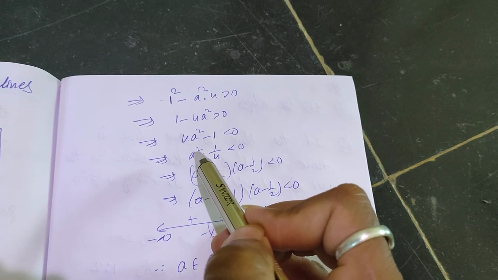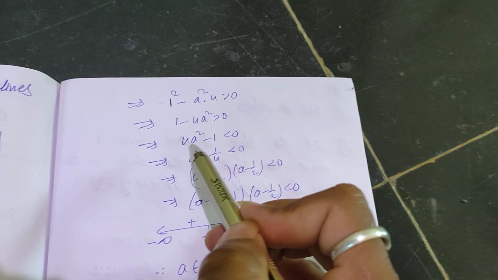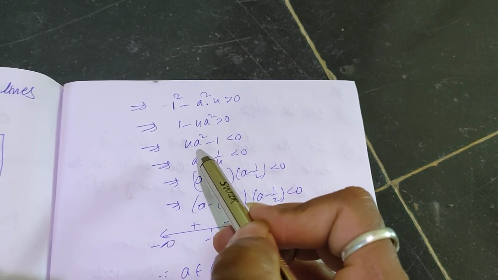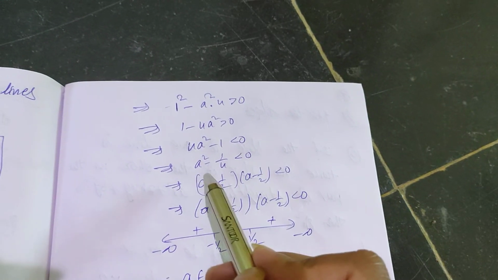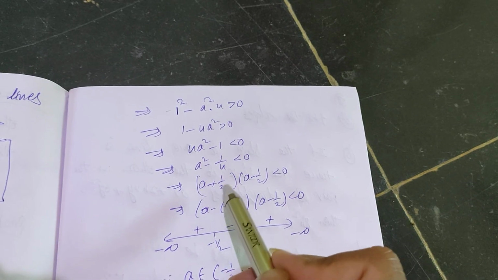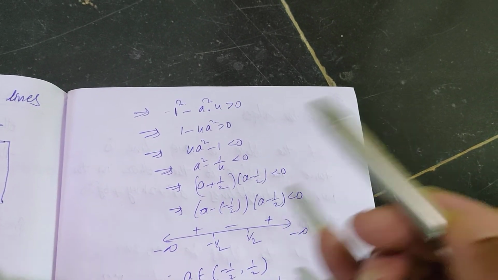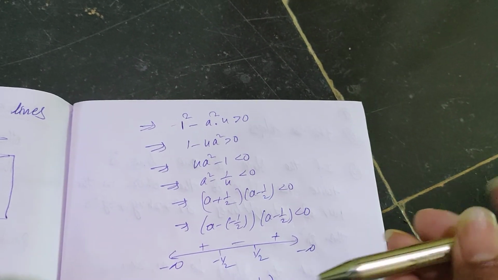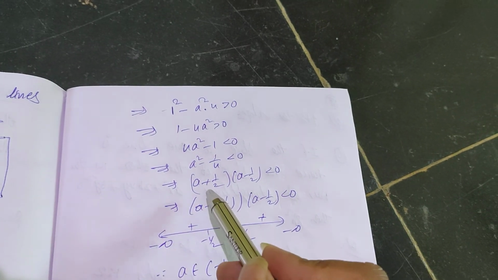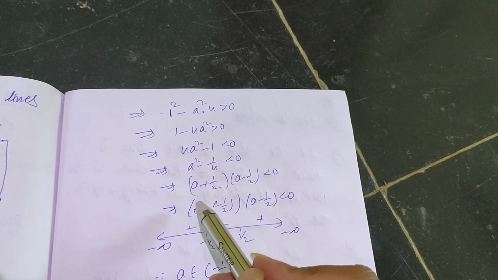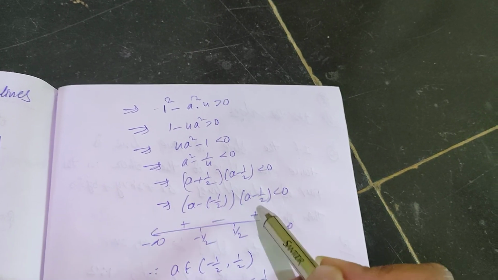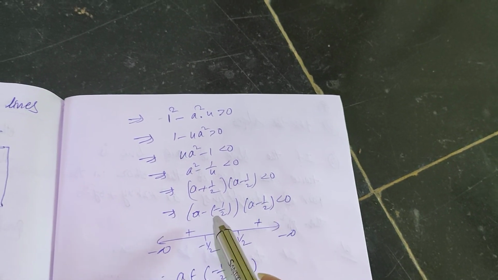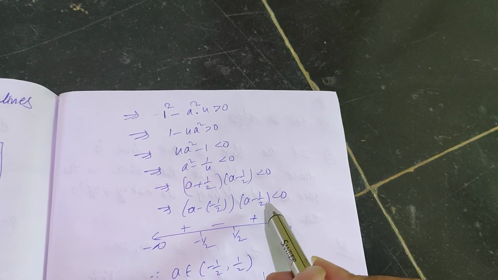If you take 4 common here, a square minus 1 by 4, and 4 transposes to the other side, 0 by 4 is 0 only. So this one you can write as a plus 1 by 2 into a minus 1 by 2 less than 0. According to the wavy-curve method, it should be minus only in between. Okay, so that's why you write a plus 1 by 2 into a minus 1 by 2 less than 0. Here the small number is minus 1 by 2, the big number is 1 by 2.